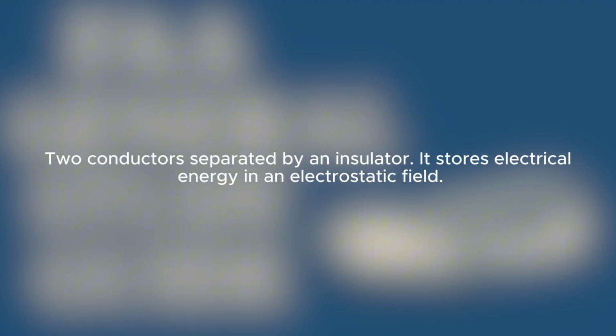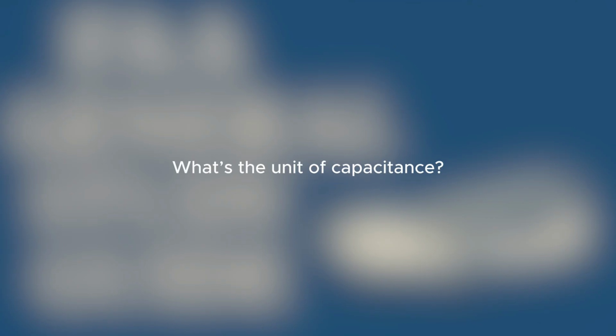Section 2, Capacitance and inductance. What's a capacitor? 2 conductors separated by an insulator. It stores electrical energy in an electrostatic field. What's the unit of capacitance? The farad, F.